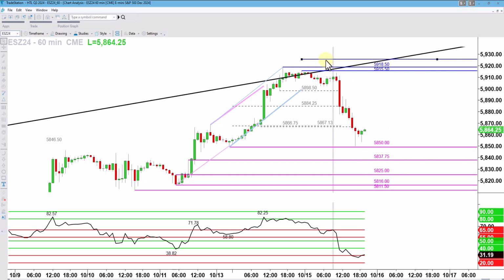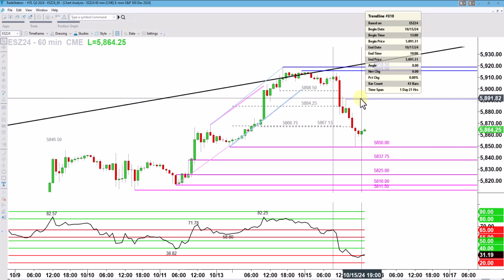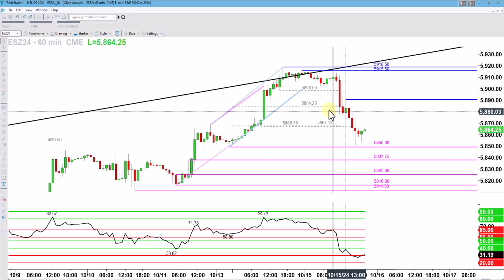So I'm going to take my little blue horizontal line and go right to left. All right, the first thing I see here is this candle with the green body. So the high of that candle is my new resistance, 5890.75.